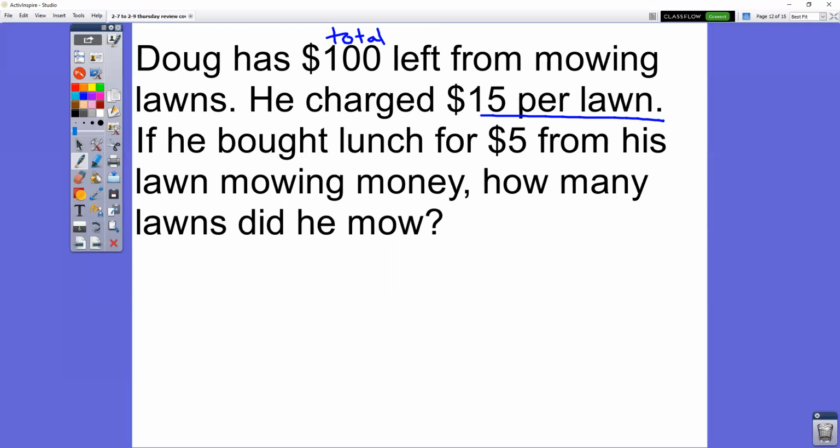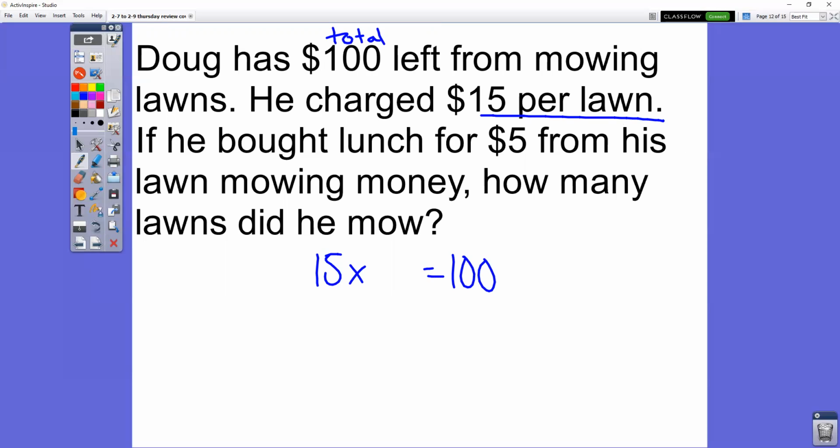So he had $100 left. That is the total that he has left. How did he get to that $100? Well, he was charging $15 per lawn. So $15 times the number of lawns.